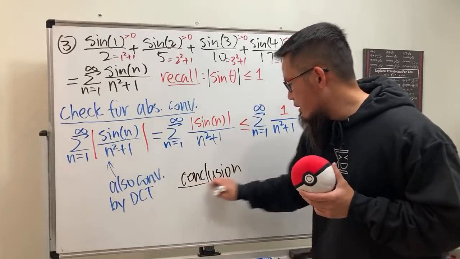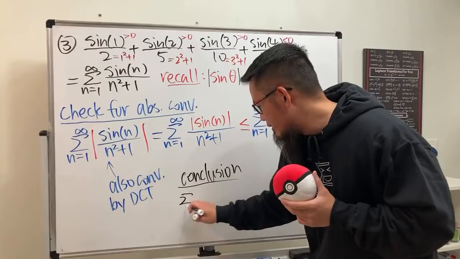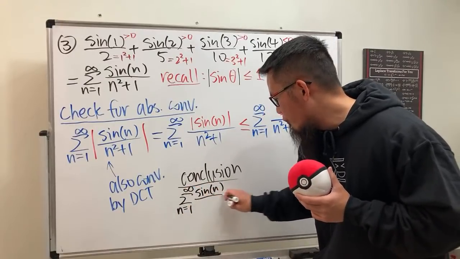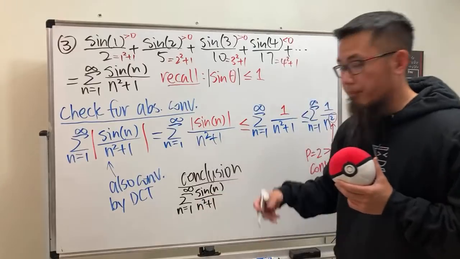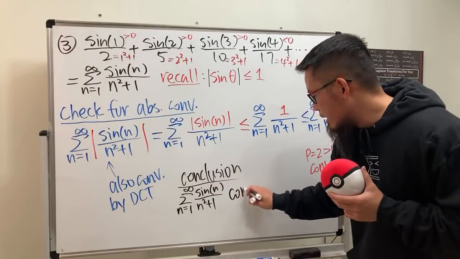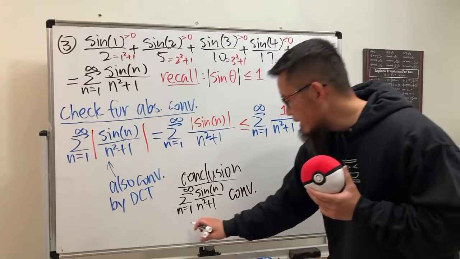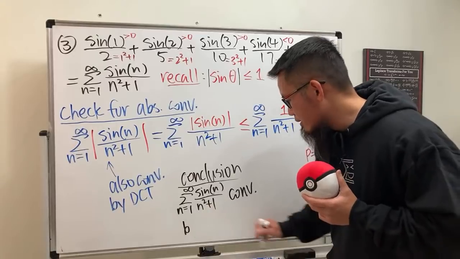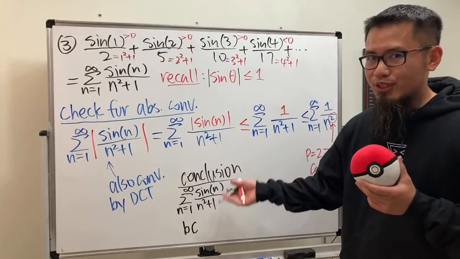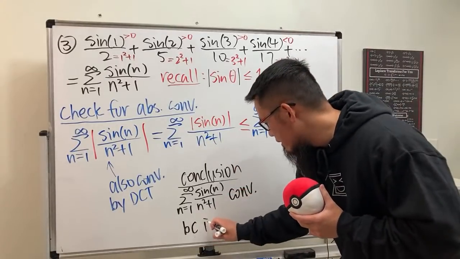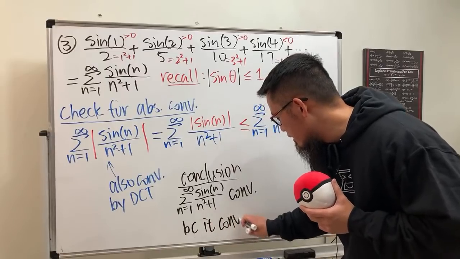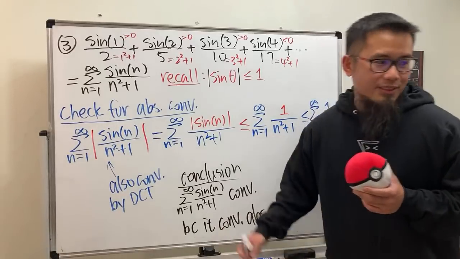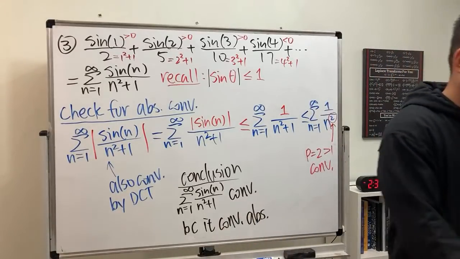Conclusion. I will write that down. The series as n goes from 1 to infinity, sine n over n squared plus 1, this right here converges. And the reason why is because we have shown that it converges absolutely. So because it converges absolutely, right? So that will be the write-off for that question.